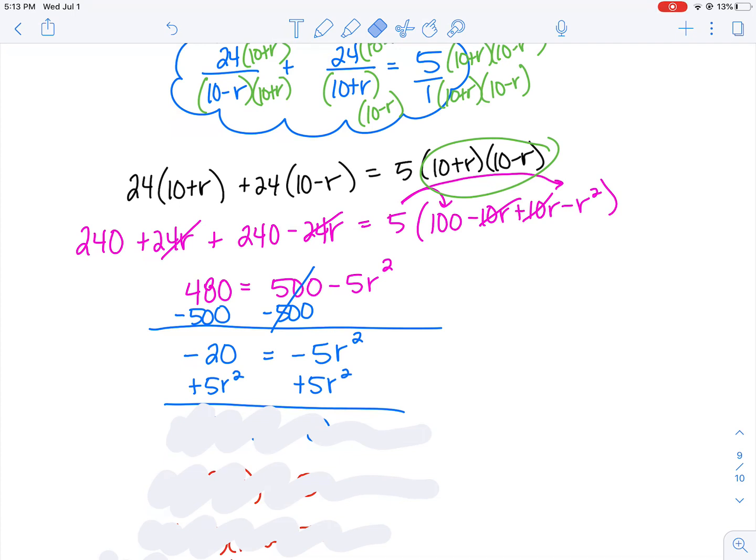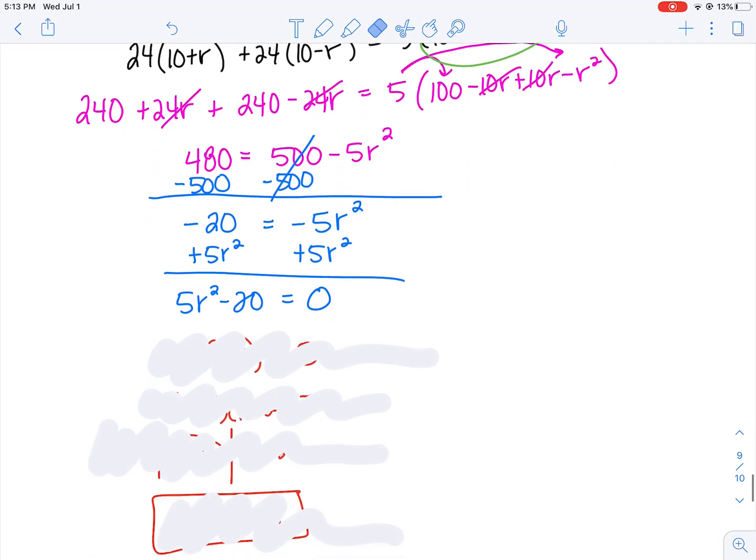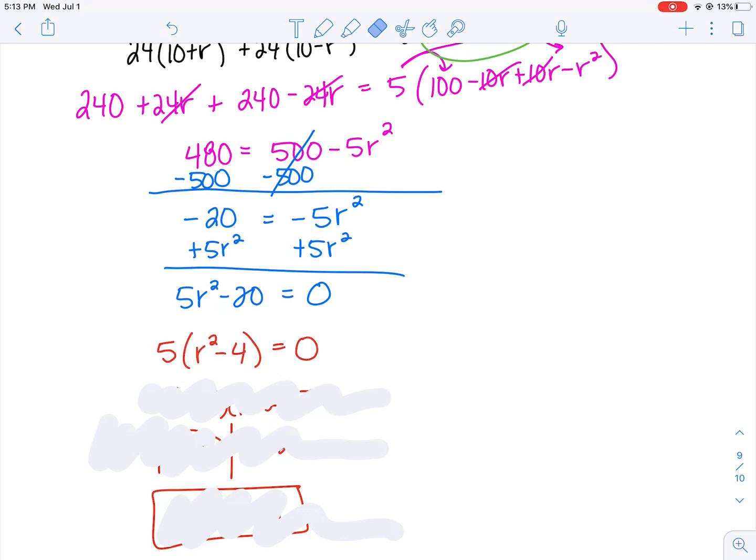So if I move that 5r squared to the left side to make it positive, I can add it over, and so then I have everything over to the same side because now I have a quadratic. So I end up with 5r squared minus 20 equals 0. And look, in each term, can I GCF out a 5? If I factor out a 5, that leaves me with an r squared minus 4. And can't that be broken down even farther, factored even farther using a difference of squares? R minus 2, r plus 2. I can set each factor now equal to 0, and I end up getting r equals 2 and r equals negative 2.